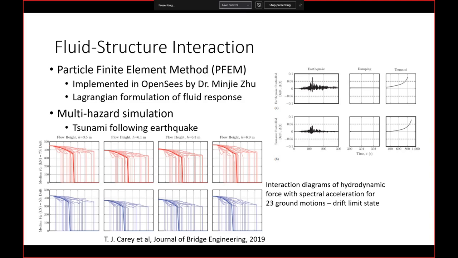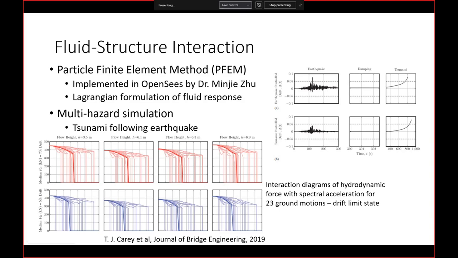Current capabilities, as Minji went through: particle finite element method. It's a Lagrangian formulation, as Minji showed. So you can do anything you can do with OpenSees structural elements. You can throw some fluids at it and get the fluid loading, which allows us to do things like multi-hazard simulations, tsunami following earthquakes.